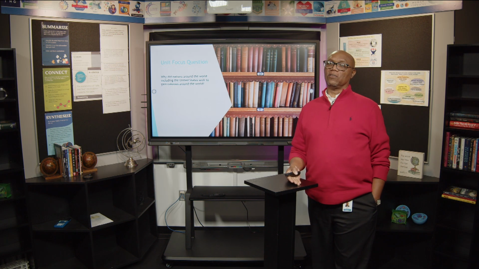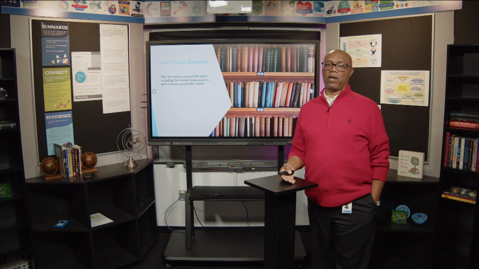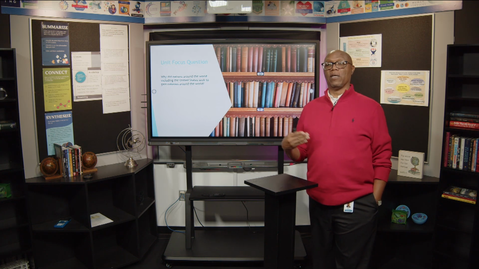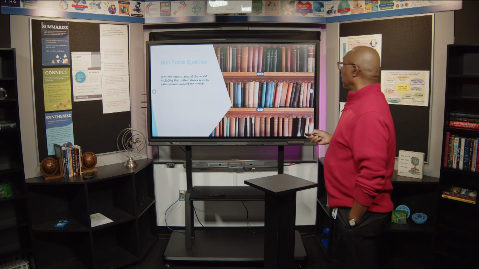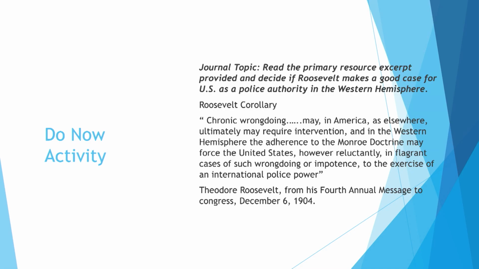When you look at the United States of America, we're an industrial nation, which means we have a lot of manufactured products that we create, and because of that, we need a place to sell them. Now, we're going to look at the do now activities. This is a journal topic. Read the primary resource excerpt provided and decide if Roosevelt made a good case for the U.S. as a police authority in the Western Hemisphere.